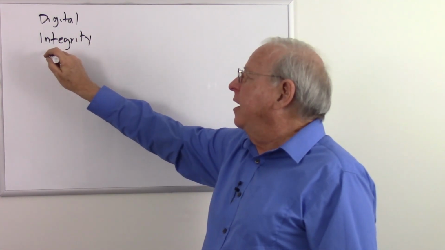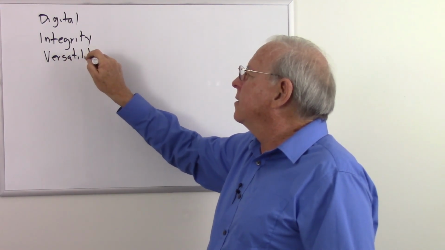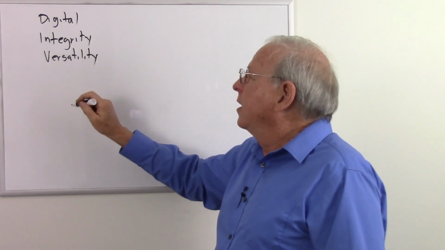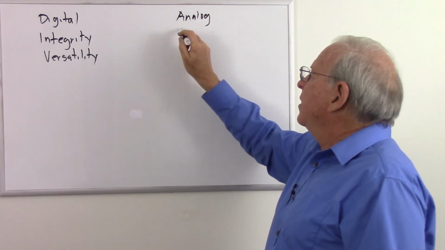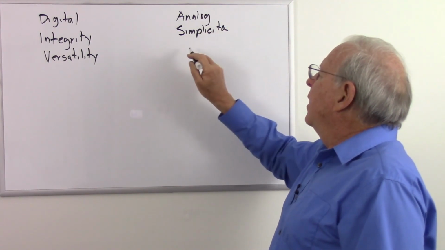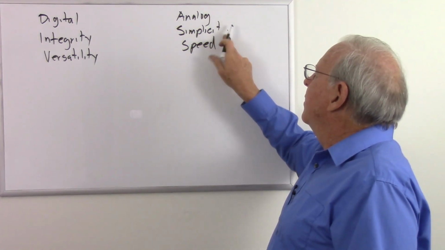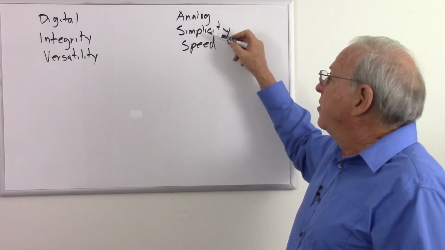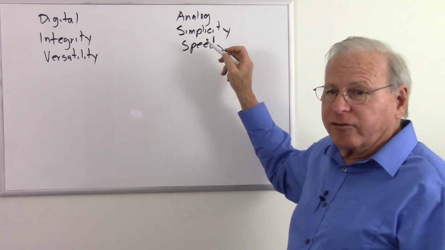And then we have versatility. When we have a computer, we can program it to do virtually anything we want. Where when it comes to analog, we have simplicity and speed. So the analog system or analog computer's advantages are simplicity and speed compared to the high complexity of a digital system, although analog systems can be pretty complex.